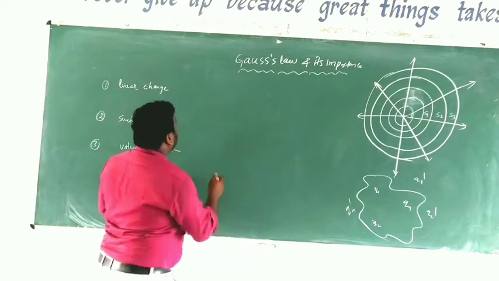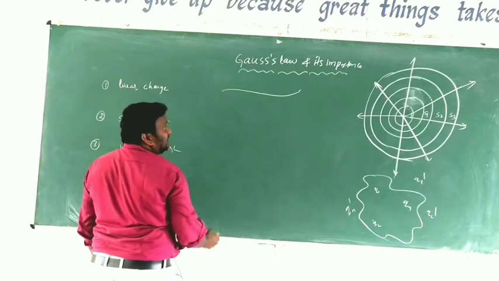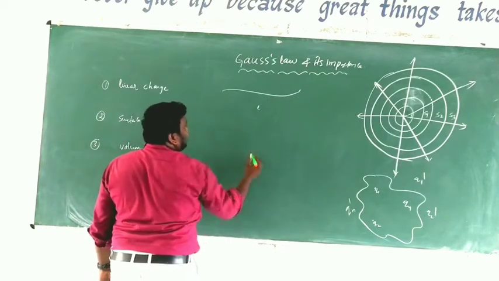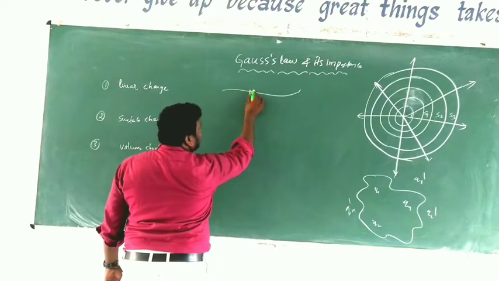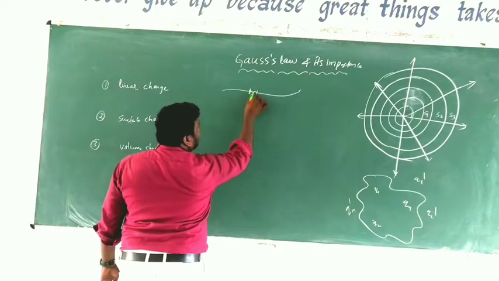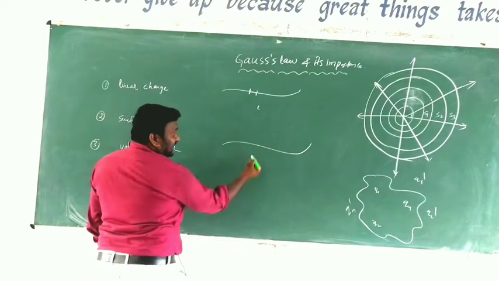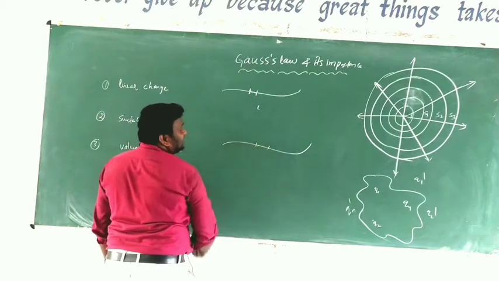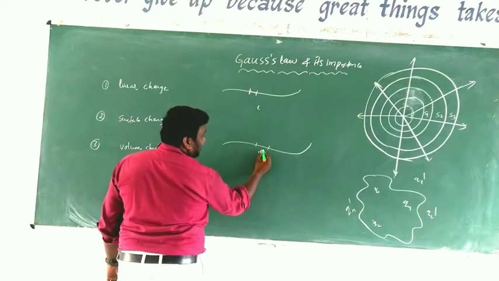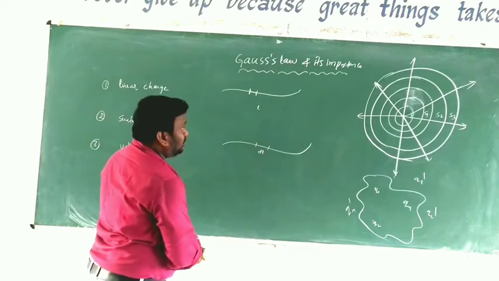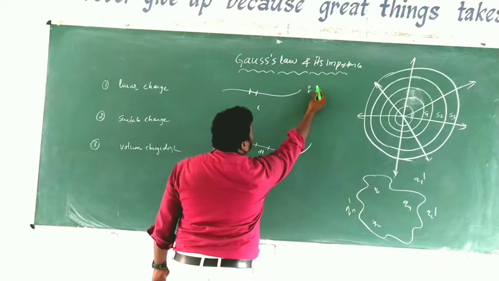For example, now I am taking a conductor, and the length of the conductor is L. In that length of the conductor, we select a particular portion. The complete length is L. In that I am selecting a small element of length, dl. The charge available on the entire conductor is taken as Q.